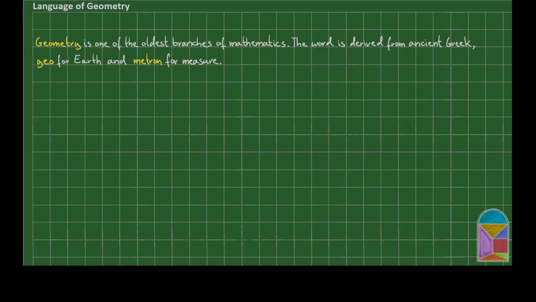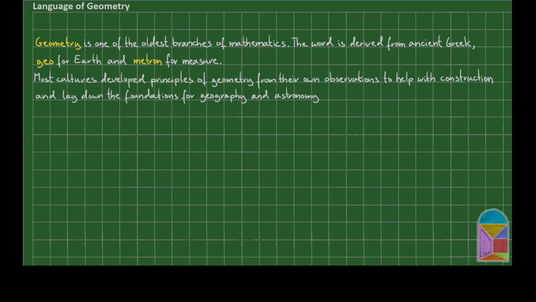Geometry is one of the oldest branches of mathematics. The word is derived from the ancient Greek, geo for earth and metron for measure. Although the word stems from ancient Greek, most cultures developed principles of geometry from their own observations to help them with construction. Furthermore, these observations also laid down foundations for geography and astronomy.